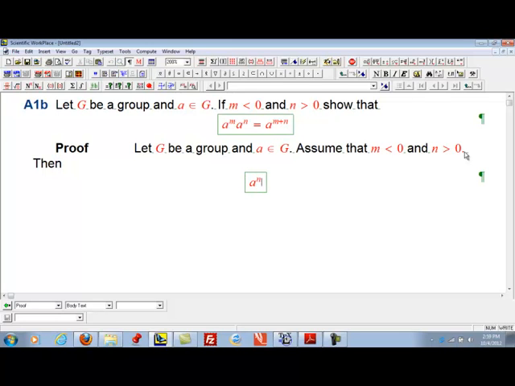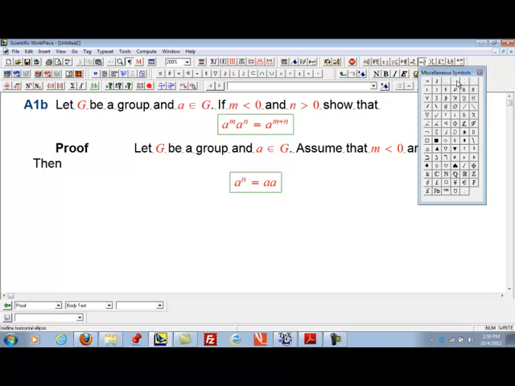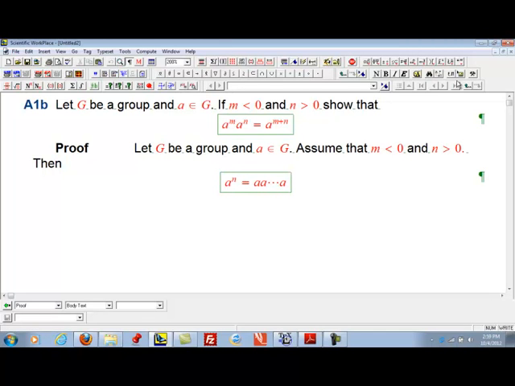a to the n is just going to be a times itself, a times itself n times.